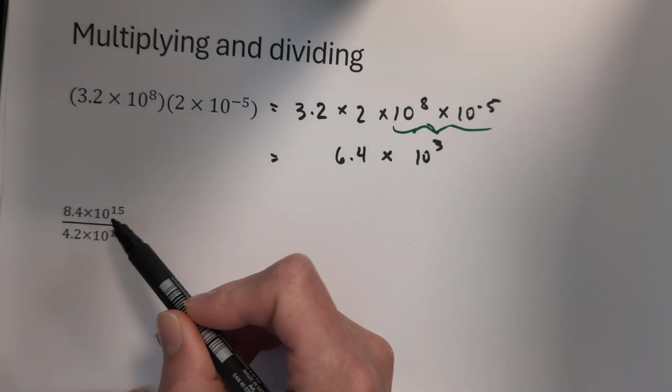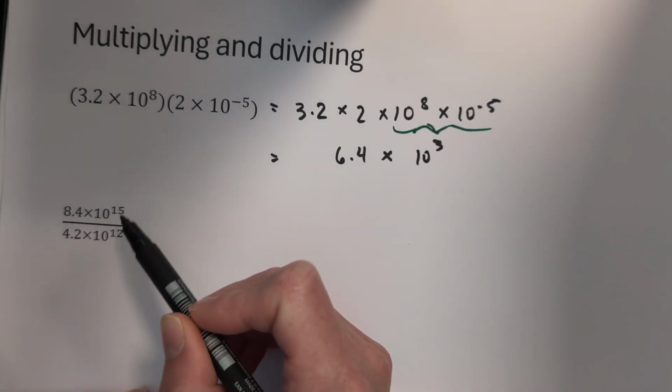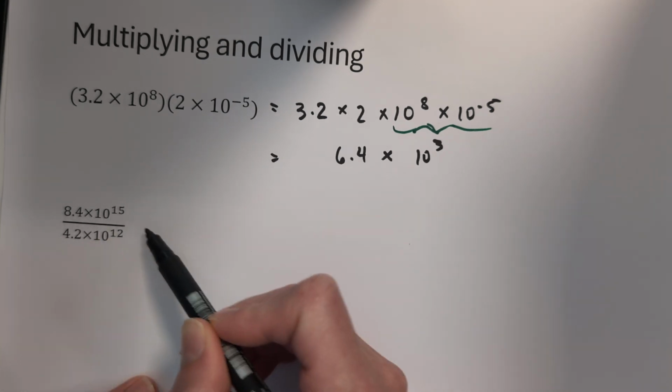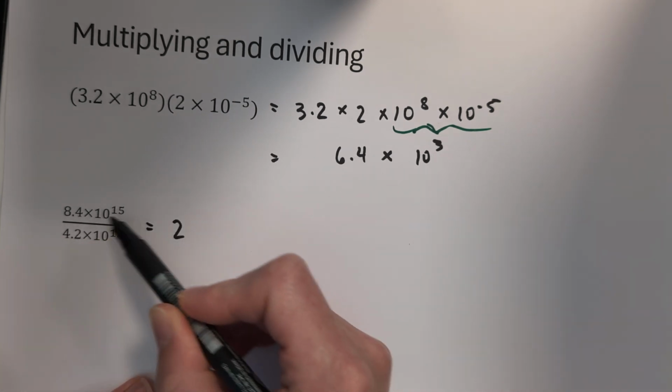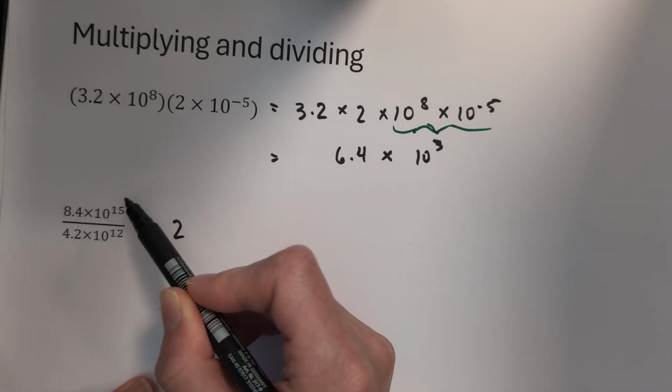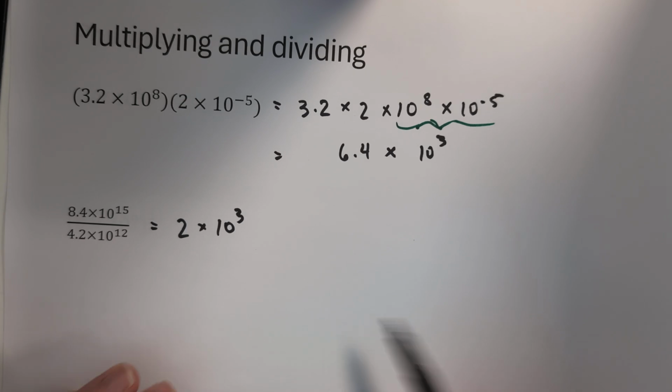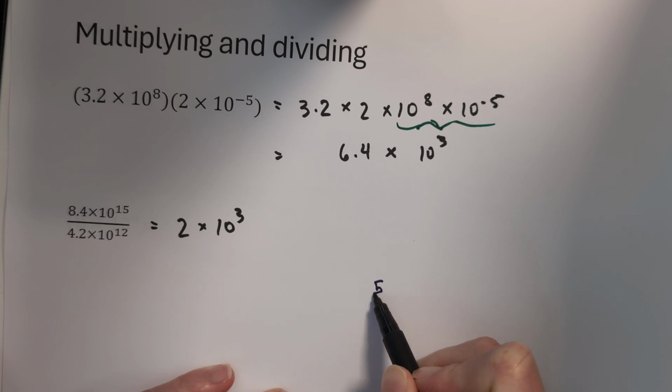Same thing here. If you're multiplying 2 things with the same base, or dividing 2 things with the same base, you can subtract their exponents. So I can do 8.4 divided by 4.2, which is 2. And 10 to the 15th divided by 10 to the 12th is just 10 to the 3rd. So that's fine. If I give you one more problem to see what would happen, how about I just do that really simple one again?